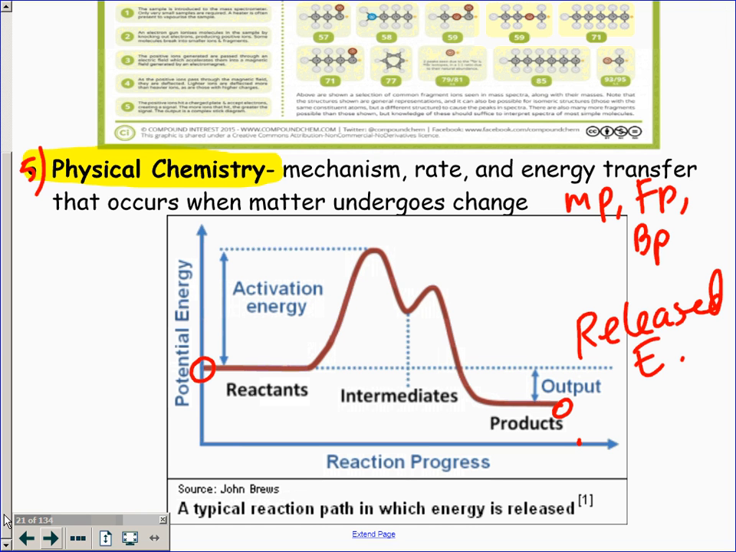So that's our 5 branches, okay? So that's just, in a nutshell, kind of chapter 1, and then in chapter 1 it elaborates a little bit more on each of these.